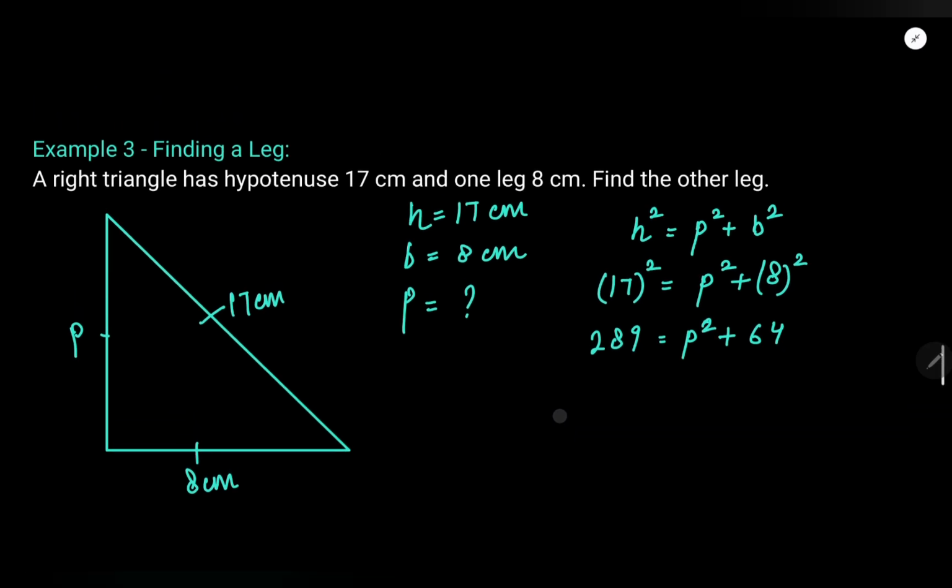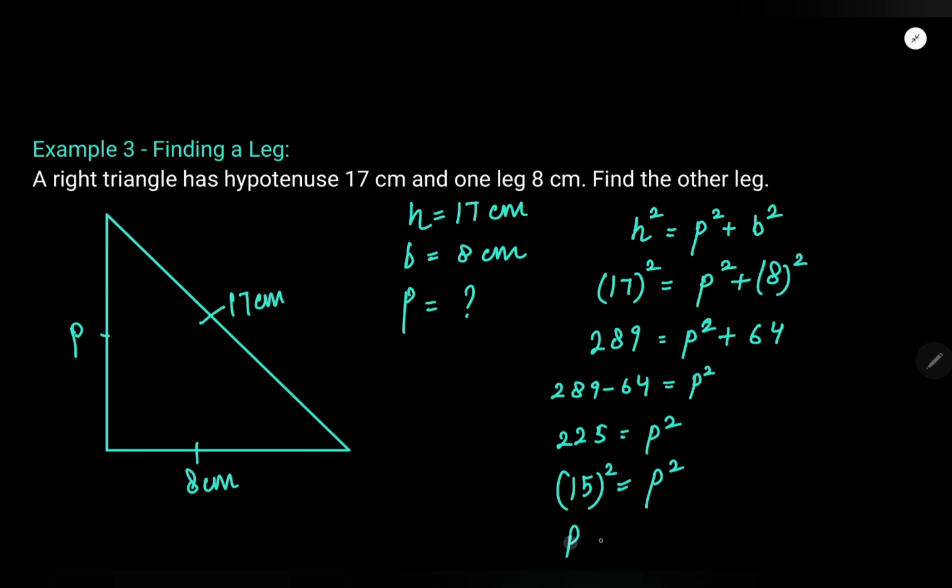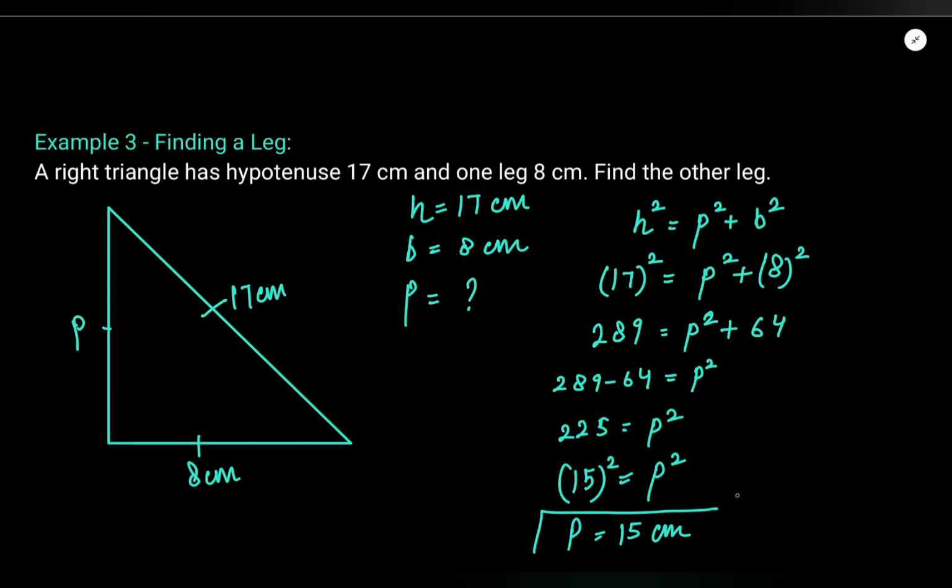So this is 289, constants together, family members together, right? 289 minus 64 and what do you get? 225 equal to P square, and 225 is, I know that 15 square, right? If you know the squares up to 20, then it would be very easy for you to find the answer, right? P is equal to 15 centimeter and this is our solution.